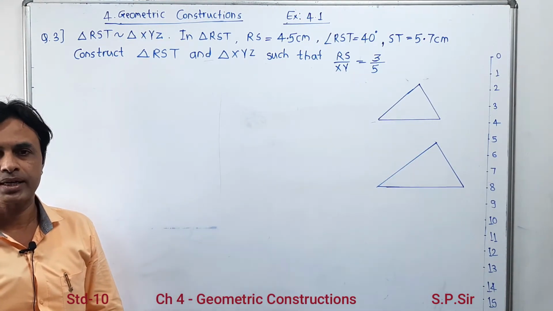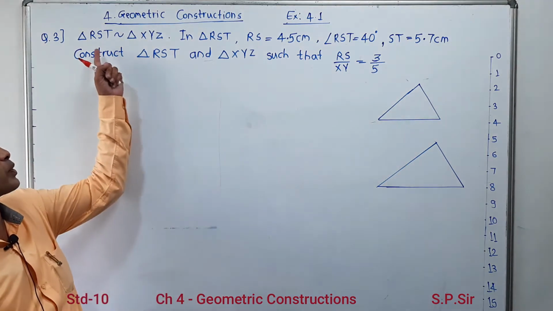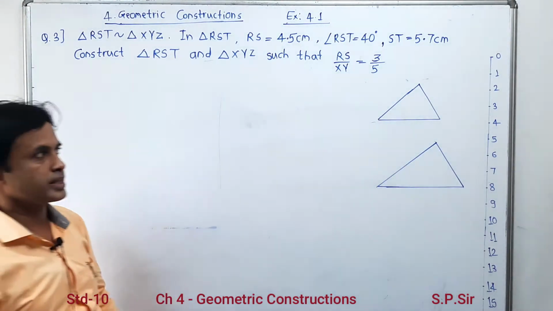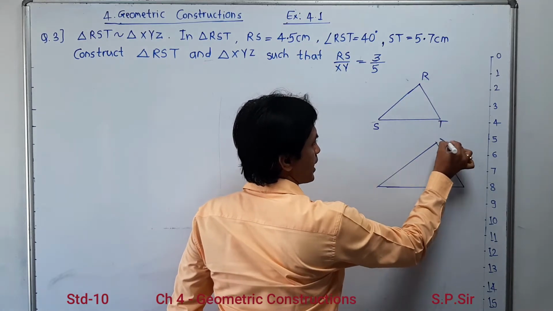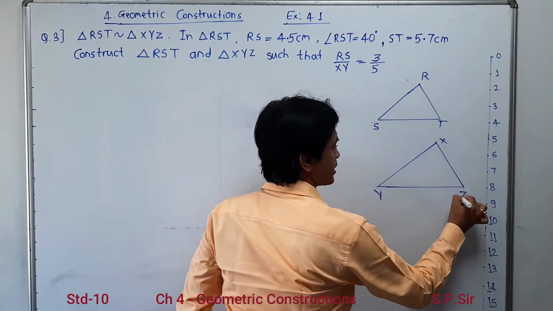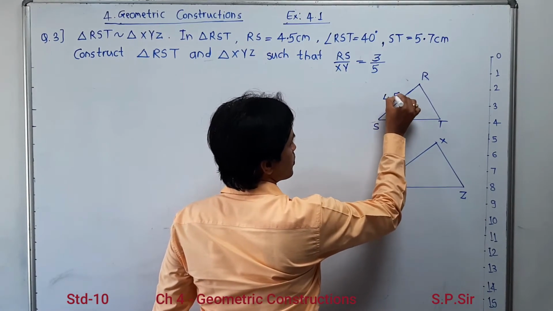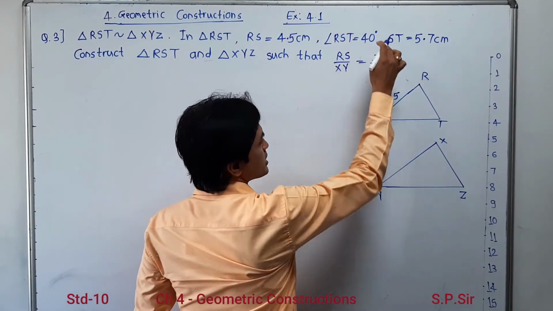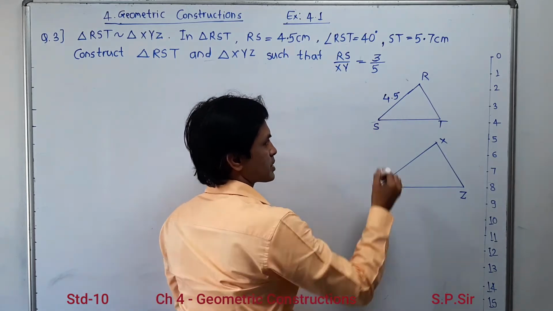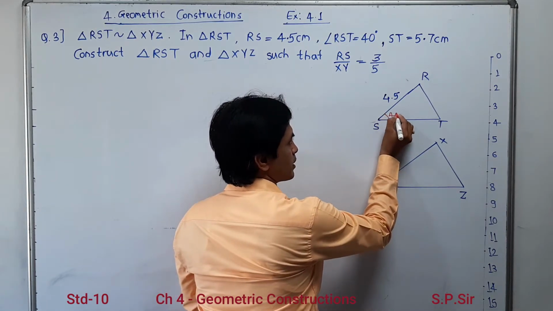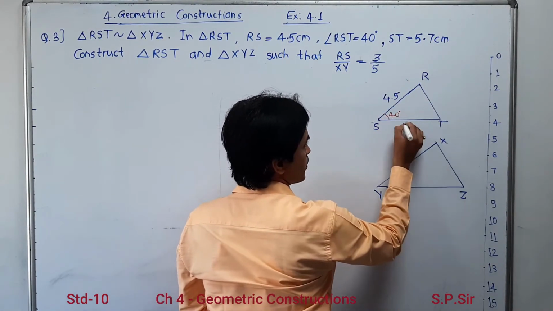So student, as per the data, I have drawn two rough diagrams so that we can easily understand the part. We have to consider triangle RST and triangle XYZ. So I have drawn triangle RST and XYZ. Now, as per the data, RS is 4.5 centimeter. Angle RST is 40 degree, this angular position they have given us, and your distance ST is 5.7 centimeter.